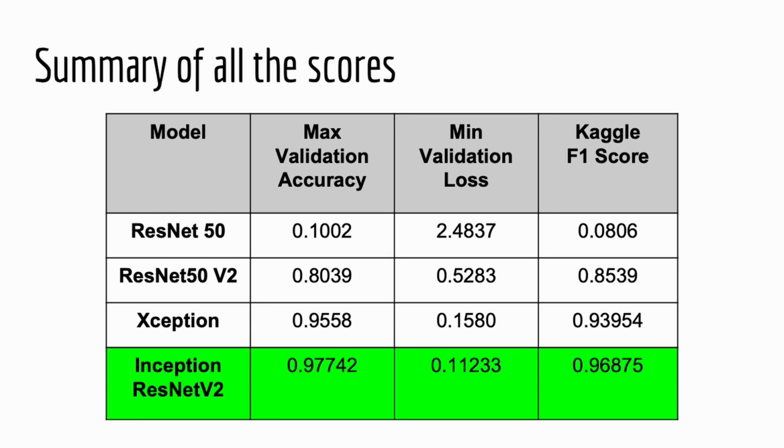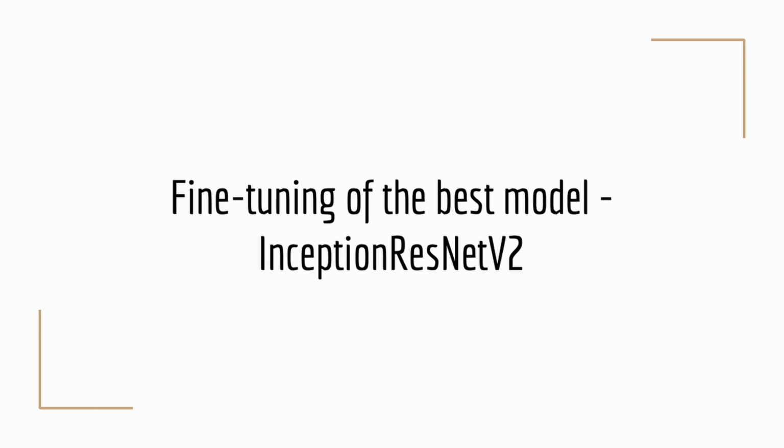As seen from the summary score above, using the Inception ResNet v2 model gave the highest validation accuracy, lowest validation loss, and highest Kaggle score. Therefore, we will pick Inception ResNet v2 for further fine-tuning to improve the accuracy of the model. Let us explore different ways we can tune the hyperparameters of this model to increase the accuracy.